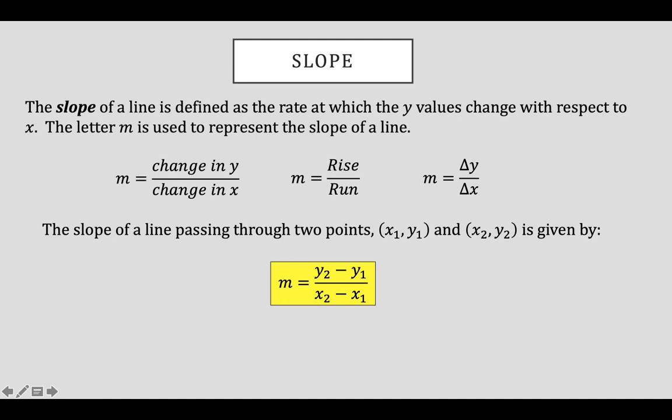What we are finding is the slope, and another way to write it, as we see here in yellow, is that the slope of a line passing through 2 points (x1, y1) and (x2, y2) is given by m equals y2 minus y1 divided by the quantity x2 minus x1. We're taking the difference of the y-coordinates divided by the difference of the x-coordinates.